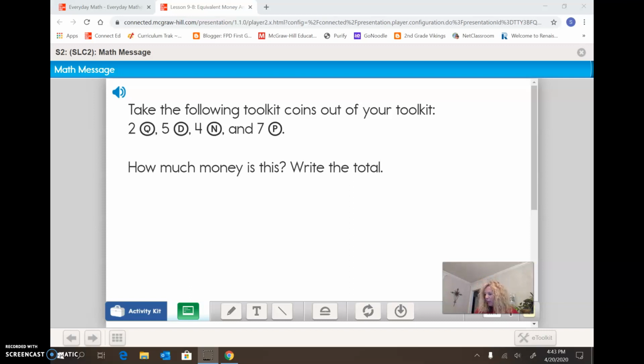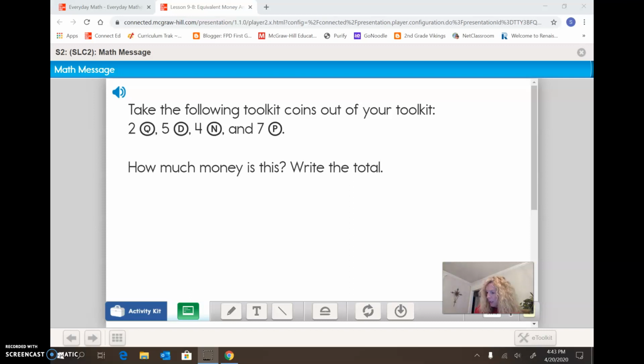All right, how many nickels in a half dollar? A 50-cent piece. How many nickels in a half dollar? Sometimes it helps to write out a few notes and write your coins. Did you say 10? It would be 10. 10 nickels in a half dollar.